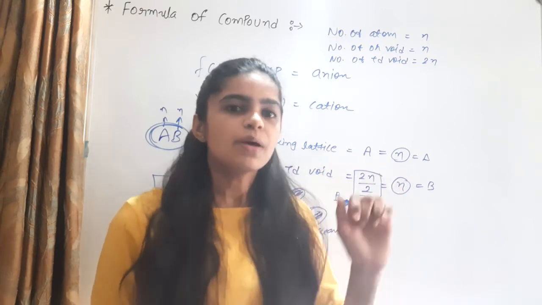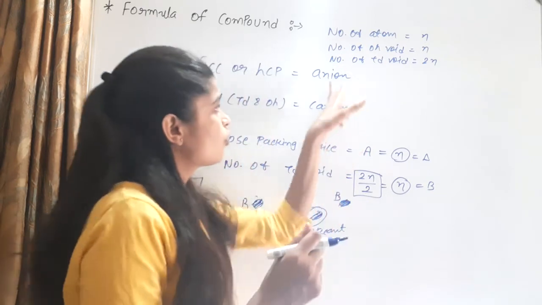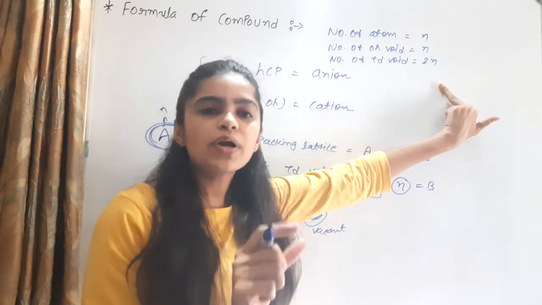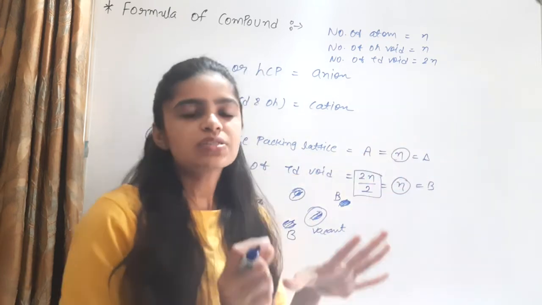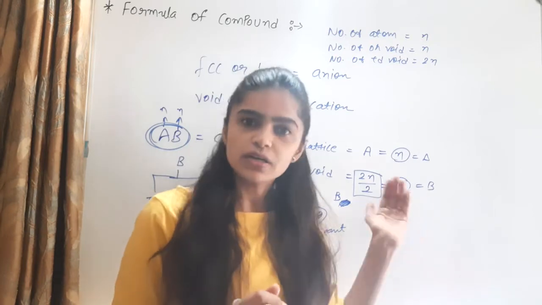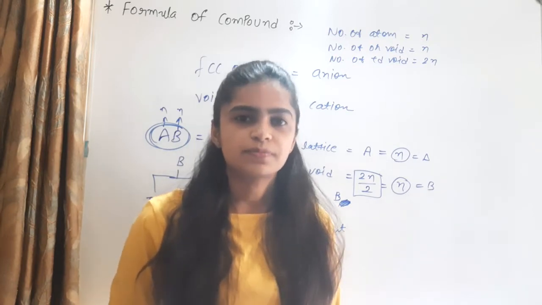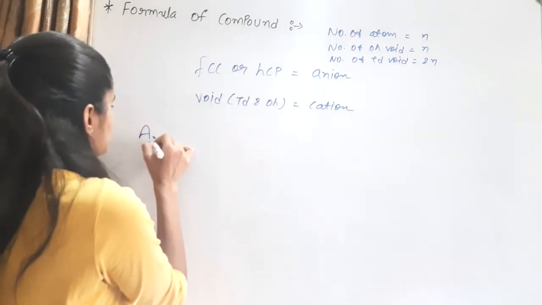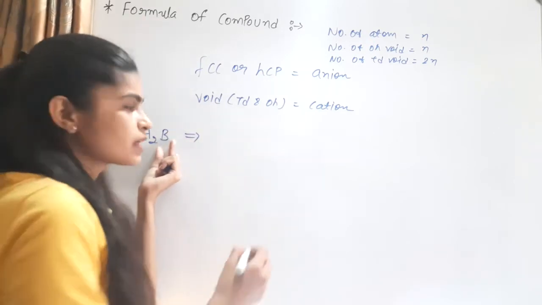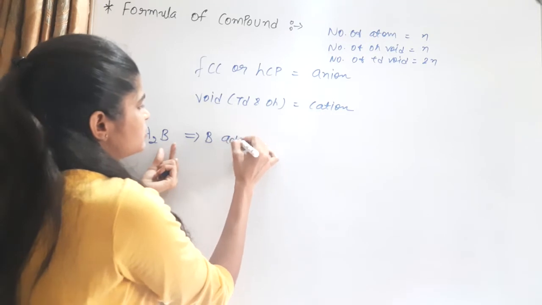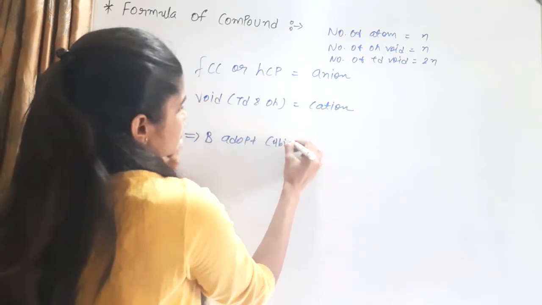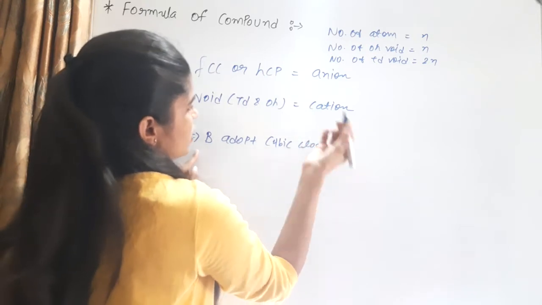This is simple. But here, all tetrahedral voids is equal to 2n, but we need only n value. So consider that B adopts alternative tetrahedral voids. This is A to B. B adopts cubic close packing, FCC or HCP.